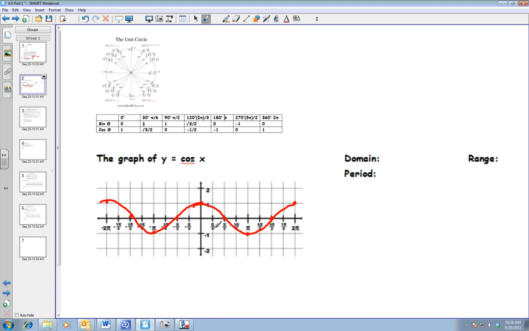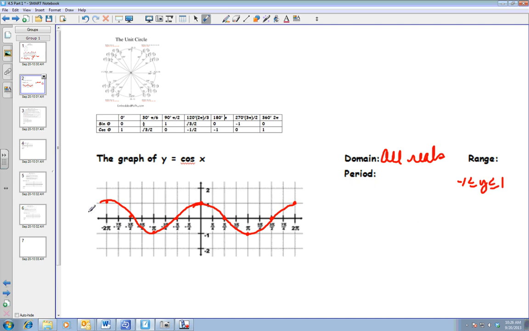All right, let's talk about the domain and period. Domain, again, would be all reals. Those are my x values, and I could continue this graph on and on. My range, how far up and how far down does this go? Well, again, my lowest point is -1. My highest point is +1.